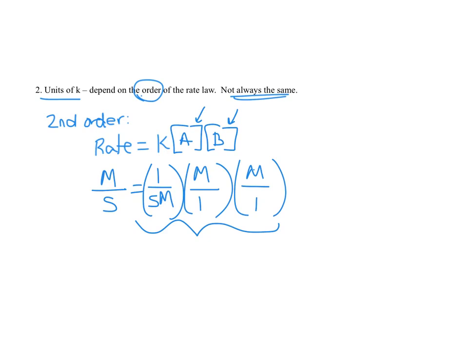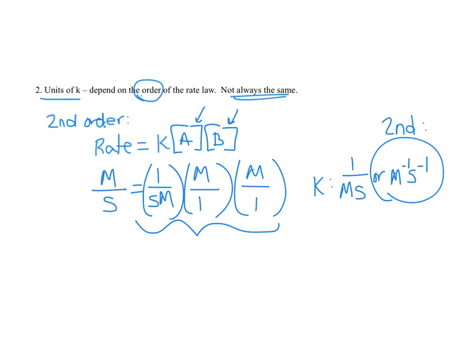Now my units for K are 1 over, I'm going to put ms first. Now, these are my K units. Remember, the AP exam doesn't like to put units in fraction form, so they'll write it this way instead. Molarity minus 1, seconds minus 1. So these are my units for second order, units for the rate constant K.